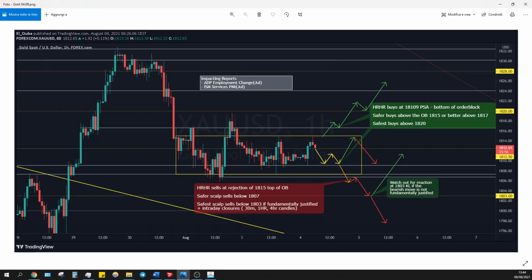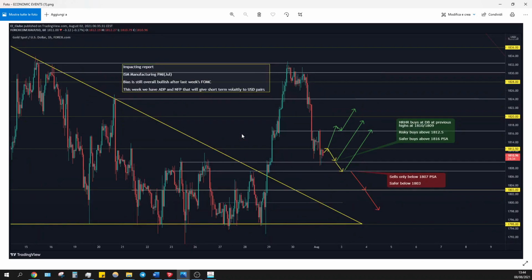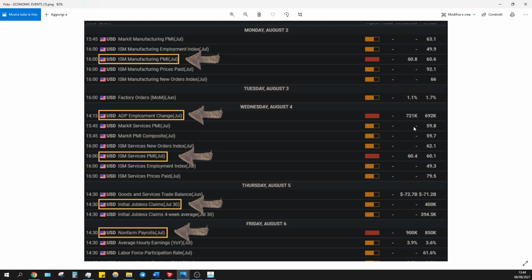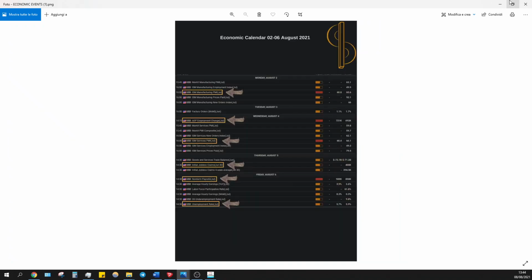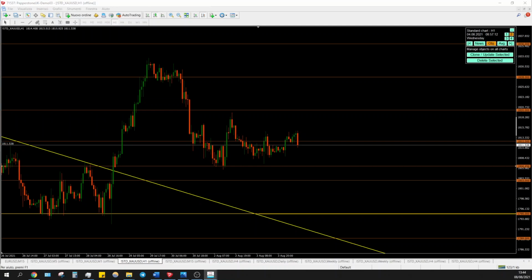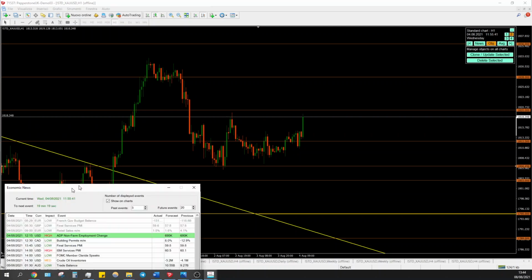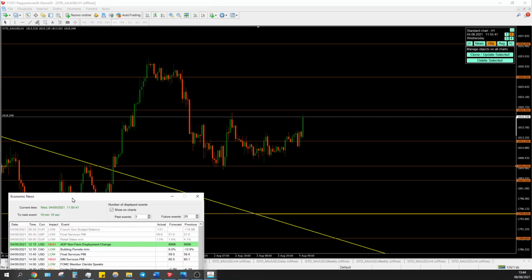ADP, as you can see here, was expected higher than previous, and we're going to see how it plays out. Some ranging, some waiting for the news. As you can see, we have the ADP.